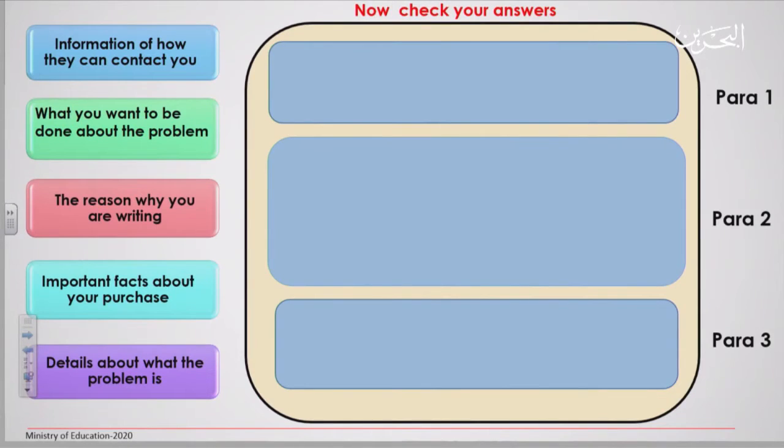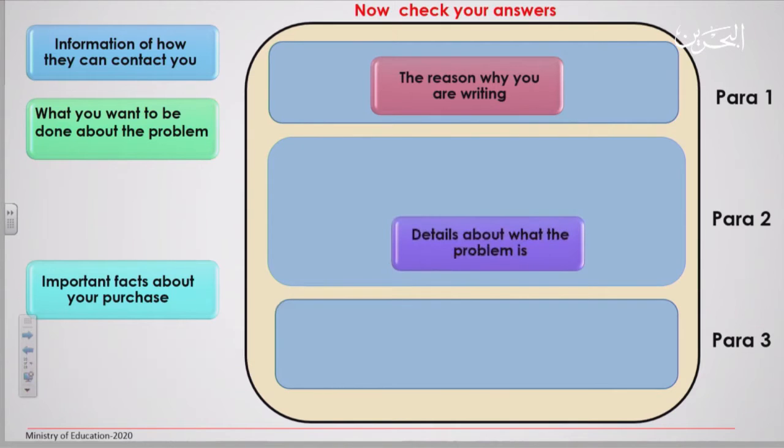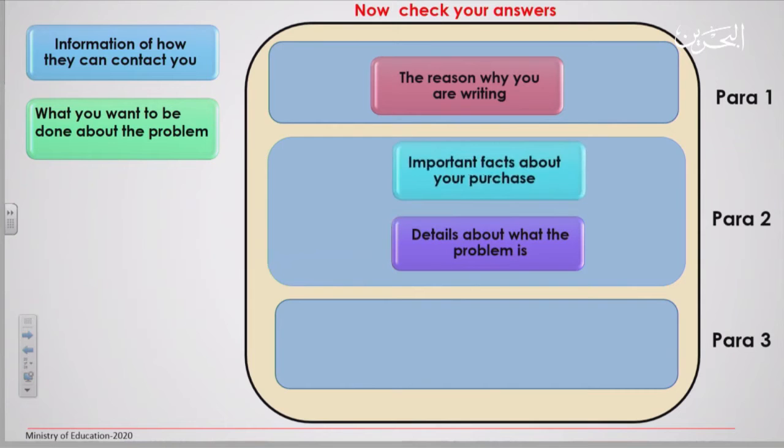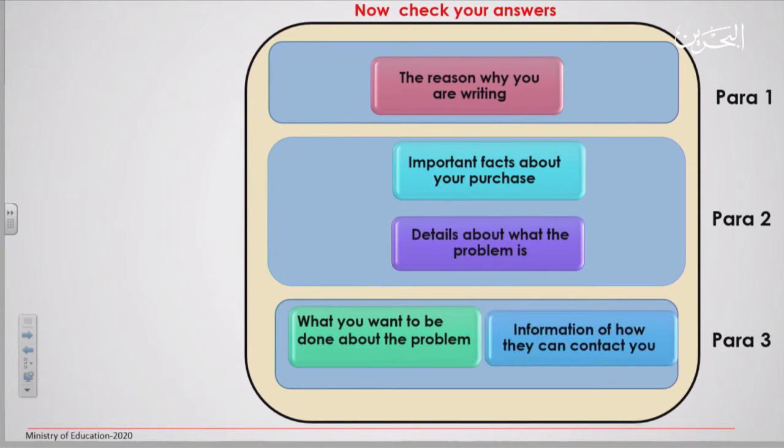Let's check our answers. Paragraph 1, the reasons why you are writing the letter. Paragraph 2, details about what the problem is. Again, in paragraph 2, important facts about your purchase. Paragraph 3, what you want to be done about the problem, and information of how they can contact you. This is the layout of a complaint letter.